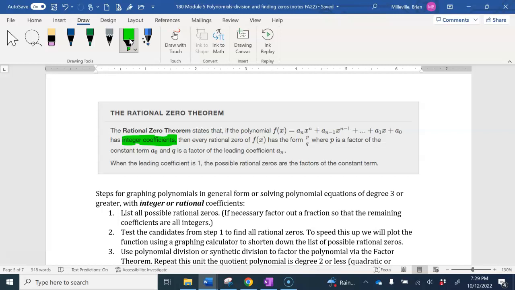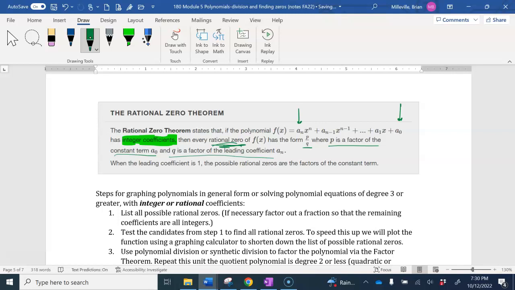But it says every rational zero has the form, so a rational zero means a fractional zero, a rational number, has the form of some rational number, p over q. The number in the numerator, p, is a factor of the constant term, and the number q is a factor of the leading coefficient. So we really got to key in on these two numbers and look at the factors of the constant term divided by the factors of the leading coefficient. That's going to help us find rational zeros if they exist.